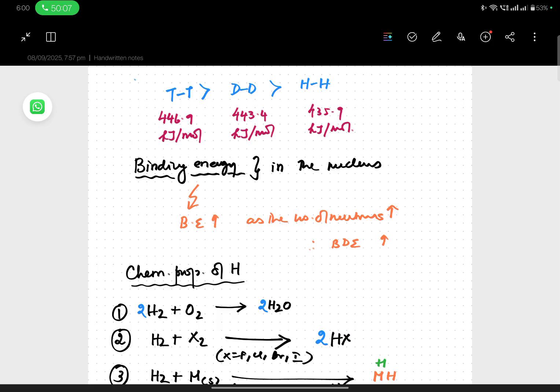The bond enthalpy or energy for tritium is greater than deuterium, which is greater than hydrogen. Correct? Yes, sir. No, write it down. The bond enthalpy of tritium is greater than deuterium, which is greater than hydrogen. Write it. What is the reason? Binding energy increases because of the number of neutrons in the nucleus.